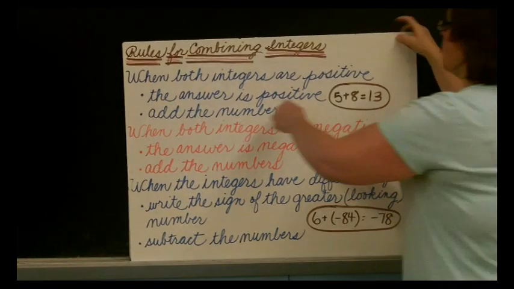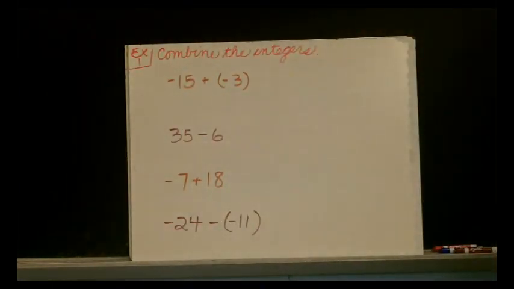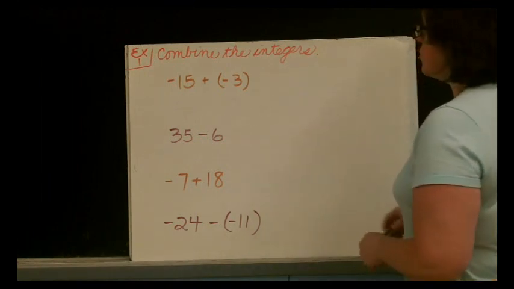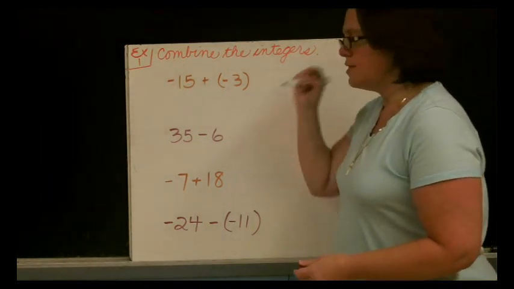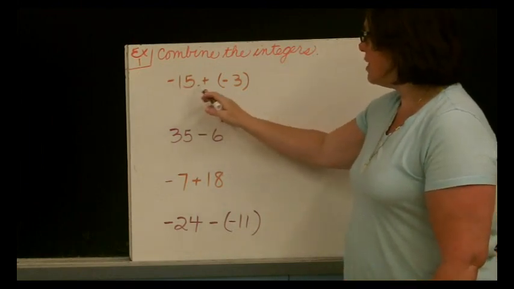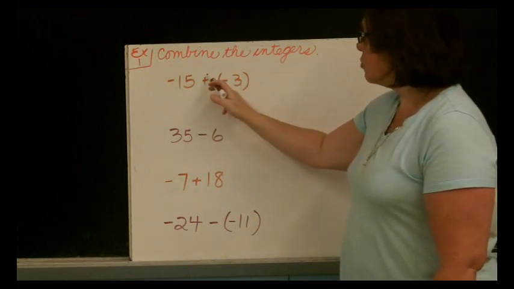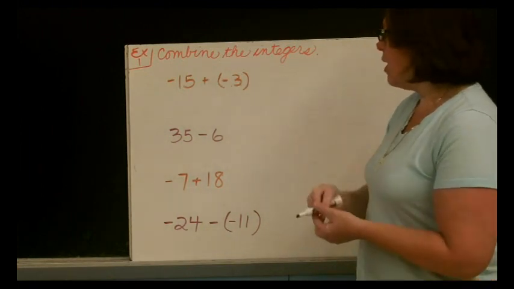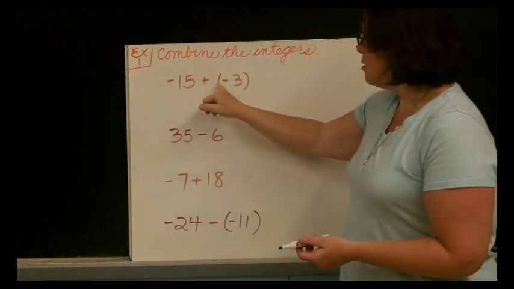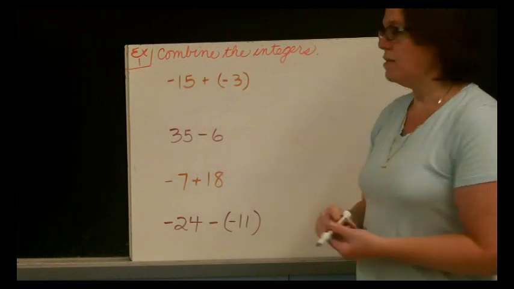Now we're going to start with our first example. So here we're going to combine the integers. We have 4 different examples in this one. Here we have a negative 15 and a negative 3. Now notice I stressed the word and. Whenever you have a positive symbol or a plus sign right before a set of parentheses, that means and.